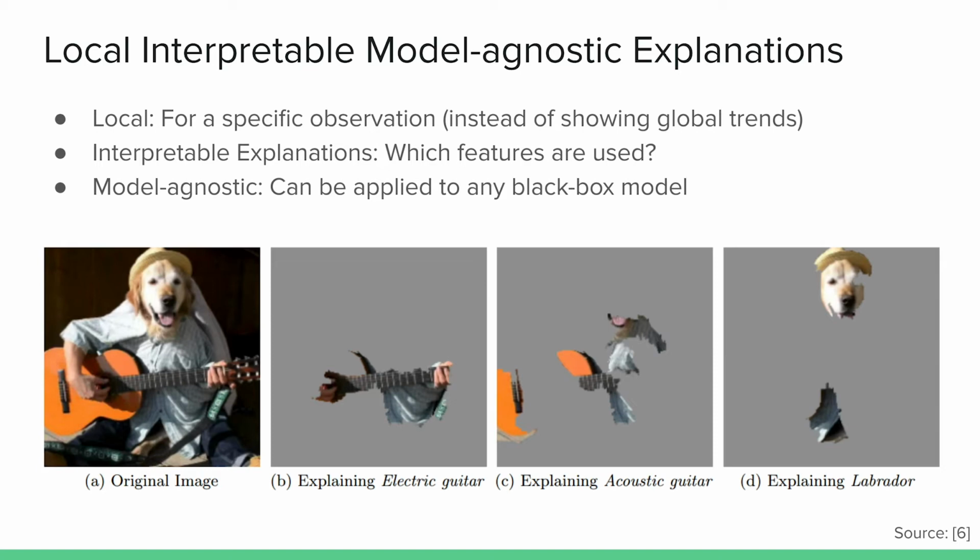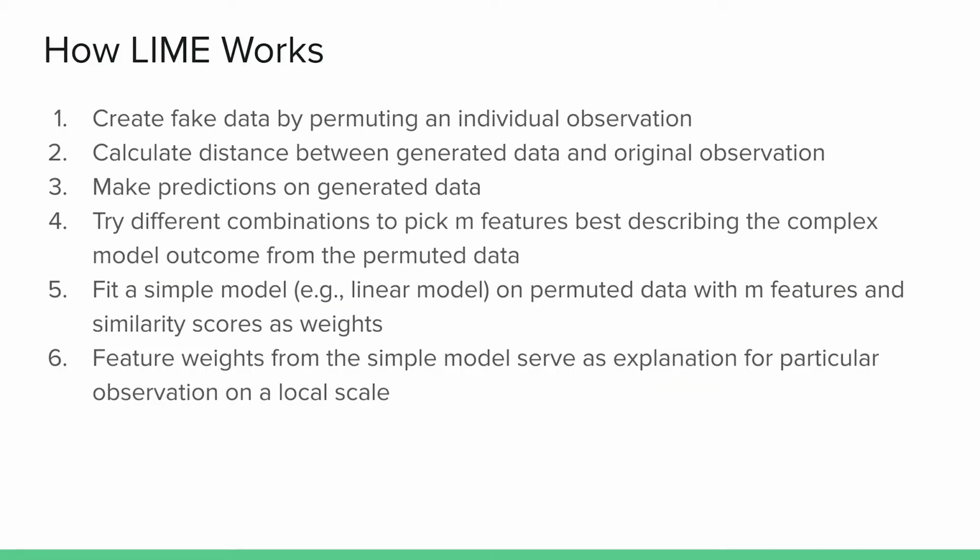So this is an example from that paper that shows a Labrador seemingly being able to play the guitar. And you can see that when you ask for specific concepts that it showed in that image, it will point out those regions. How it works is the following. We are now in the domain of perturbation-based methods.